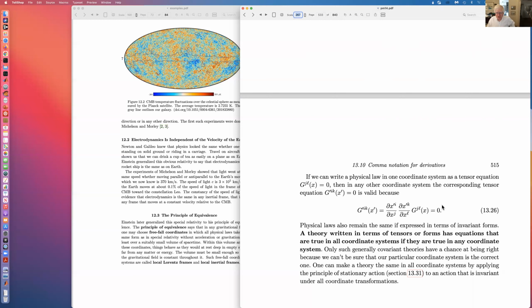Anyhow, to get on with this, physical laws also remain the same if expressed in terms of invariant forms.